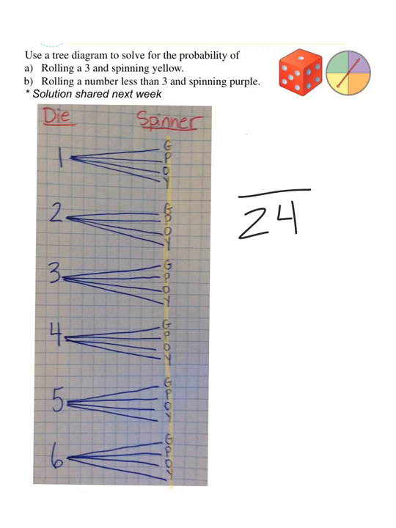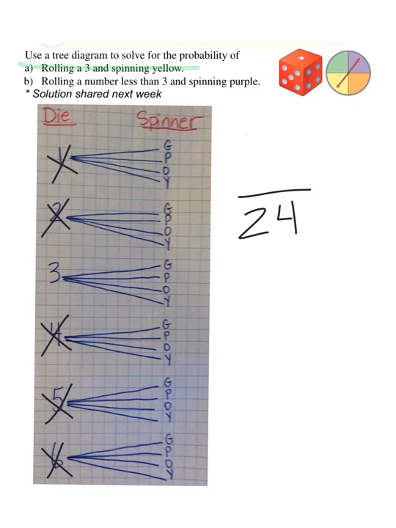Now we're going to look at A and B, and we will solve for what our favorable outcomes are. Question A asks me, what is the chance that I'm going to roll a 3 on my die and I'm going to spin a yellow? So right away, I can eliminate a bunch of things from my chart. I can eliminate everything that's in the 1, everything that's in the 2, everything that's in the 4, everything that's in the 5, and everything that's in the 6, because I need to roll 3. So all of those are out.